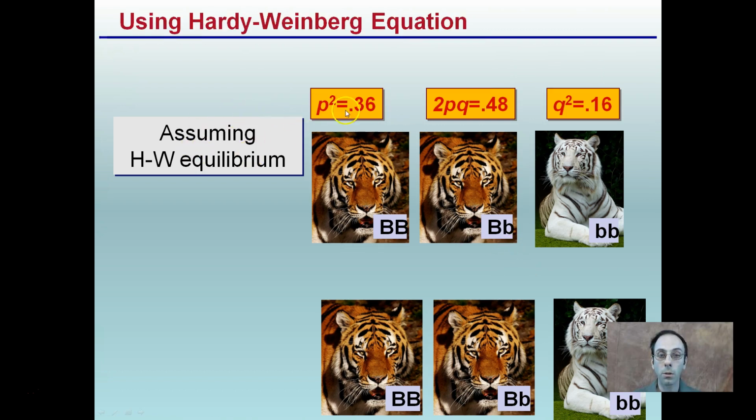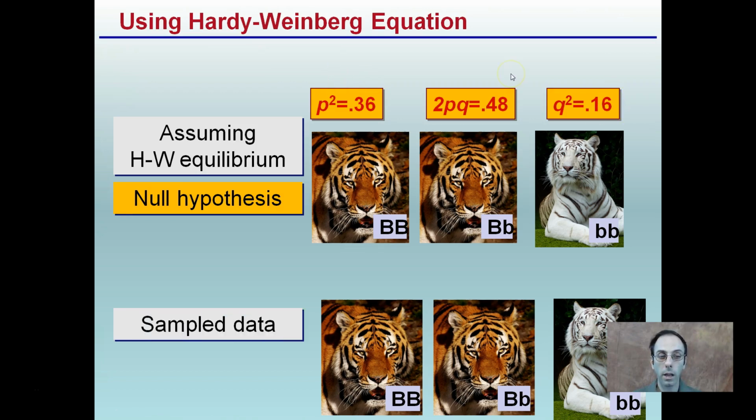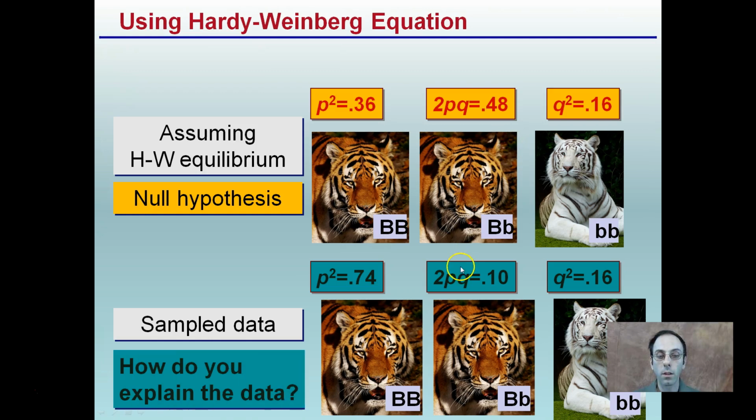Assuming Hardy-Weinberg equilibrium, here's what we just calculated. This would be considered the null hypothesis. But now we take some sample data. We take some genetic screens of our tigers, and we come up with these numbers. So how do we explain this data? Well, clearly the recessive ones match, but there is a strong favoritism, for whatever reason, for the homozygous dominant genes. So this may give these individuals a particular advantage versus being heterozygous and still orange.